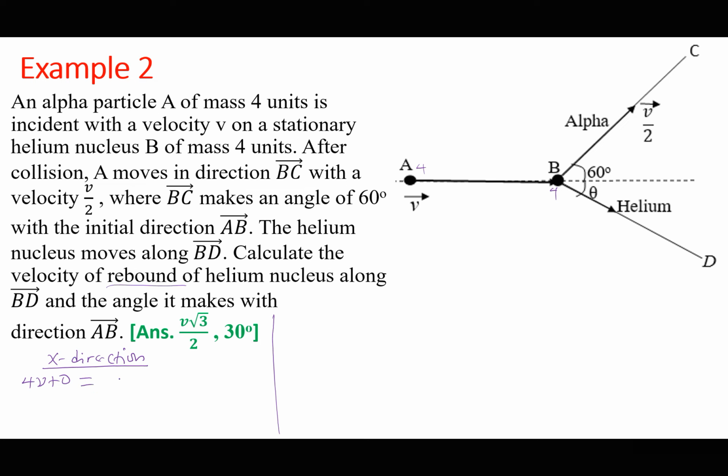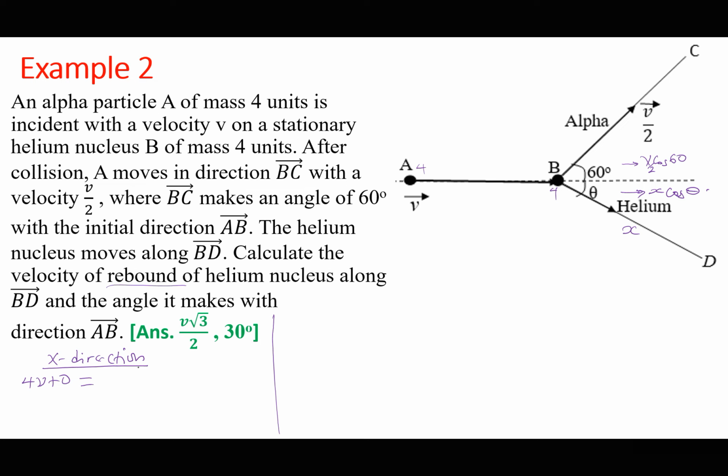This should be equal to, I have to resolve V over 2 in the horizontal. V over 2 in the horizontal will be V over 2 cos of 60. And then for the helium in the horizontal, let me use X for helium. So for helium, it is going to be X cos of theta. That is its velocity in the horizontal, which points to the right-hand side.